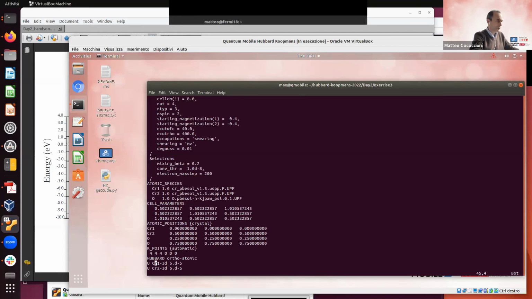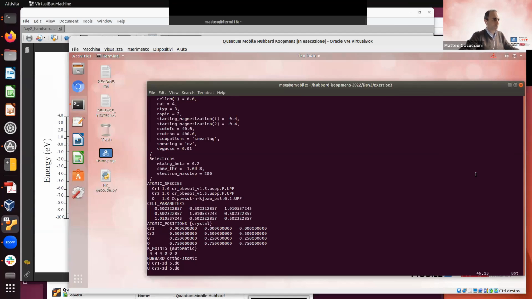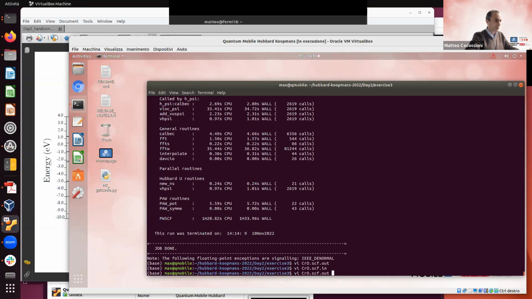Let me show this first. So for simplicity, I will use a U of 6. It doesn't really matter. The value reported on the slide, I computed 7.86, but for the purpose of showing these qualitative things, it doesn't matter what value we put in. We want to understand how it works. Later on, we'll do an exercise on how to get these values self-consistent. So here we put U equal to 6, and then we run the same as before.